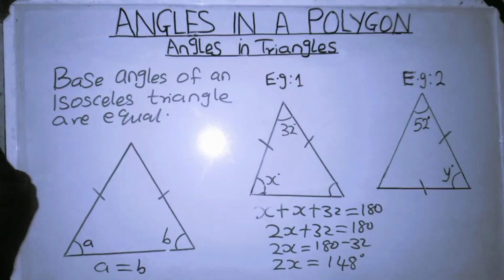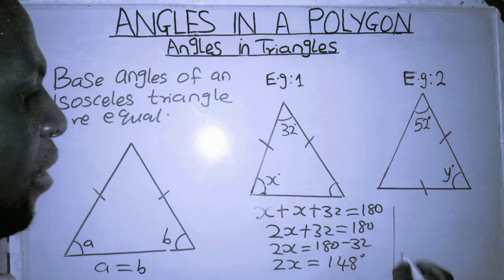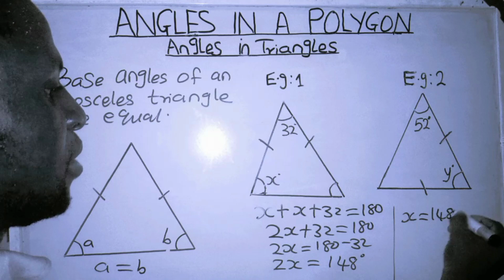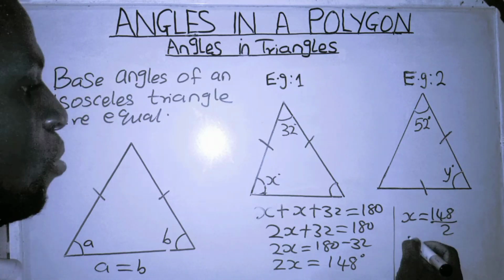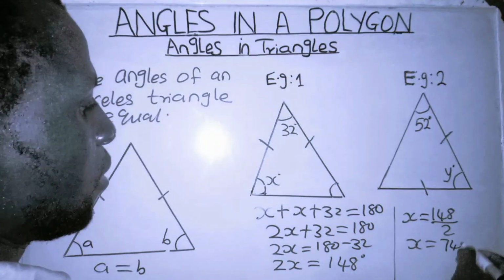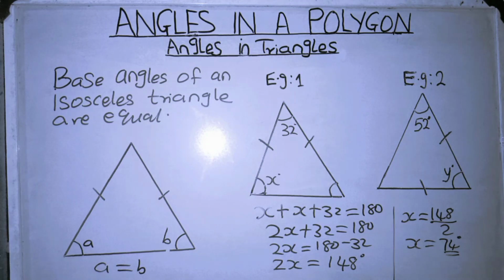We have to divide both sides by the coefficient of x here. And the coefficient of x here is what? 2. So to go further, we have to now say x is equal to 148 divided by 2. What will it give us? The answer will be 74 degrees. And that will be the value of the x that we have here. I hope this is quite clear. So that is how to solve problems when it has to do with the base angles of an isosceles triangle.